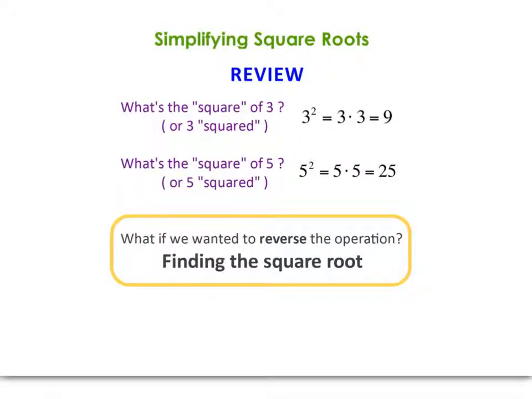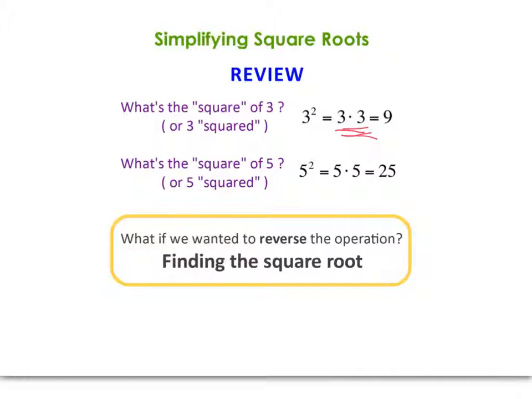Hello, hello. So we are going to start today by reviewing a little bit about squares and square roots, things that you've heard before but we haven't talked about in a while. So if I say, what is the square of 3, or 3 squared? Well, that would be the same thing as writing 3 two times being multiplied together. So 3 squared is 3 times 3, which is 9.